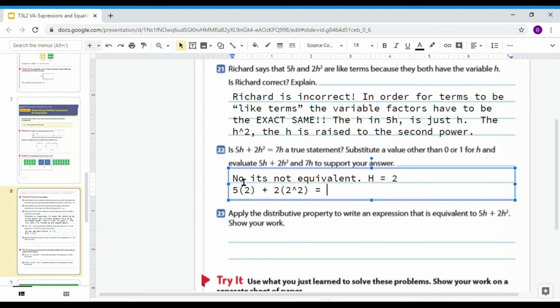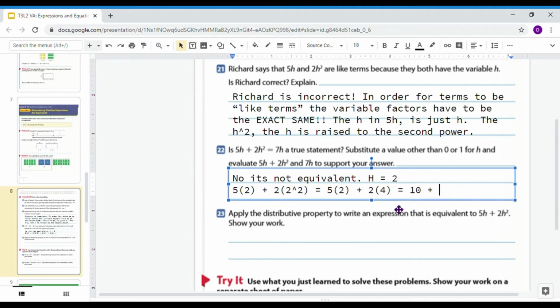And if I were to find out the answer to this problem, the first step I have to take is the exponent. I've got 2 squared, or 2 times 2, so I can rewrite this problem as 5 times 2 plus 2 times what 2 squared is, which is 4. And then from there, go on. 5 times 2 is 10.